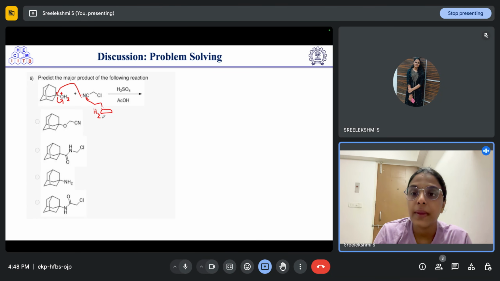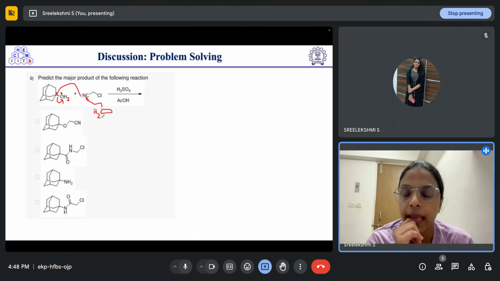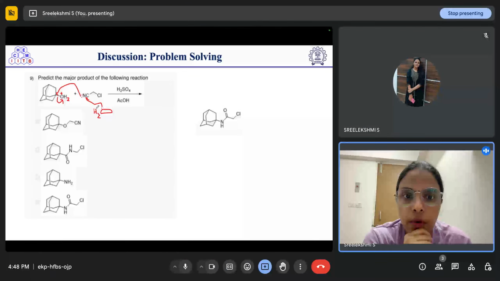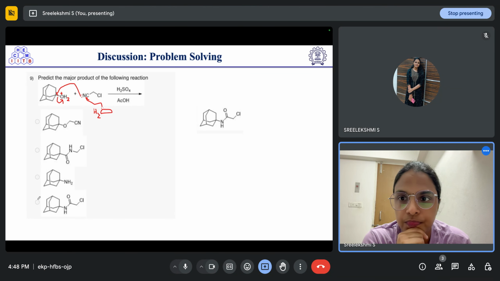So we have seen today many examples including the Ritter reaction. So here the major product will be this one, option D. So this is also an example of the formation of a carbon nitrogen bond. Here this carbon and this nitrogen bond.